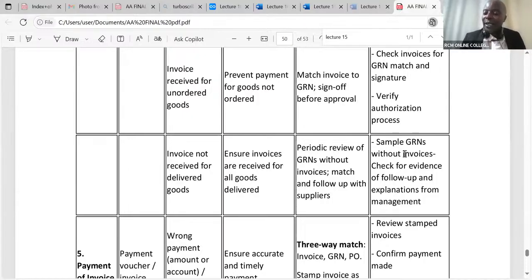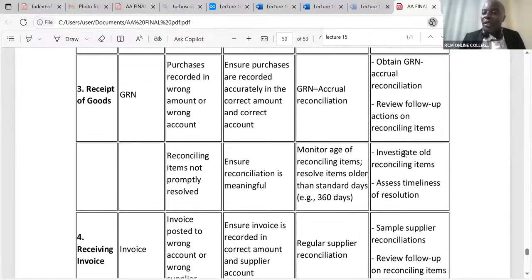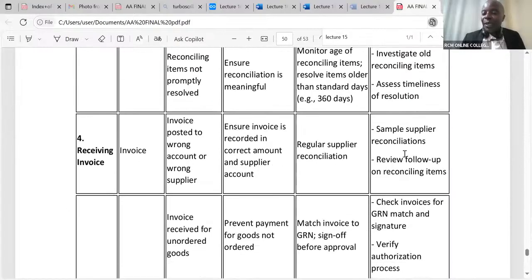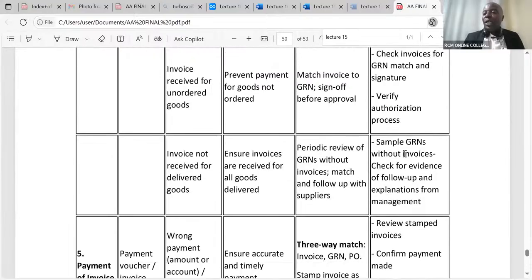Now here we are looking at this as auditors. The audit test procedures. In this case, sample GRNs without invoices, check for evidence of follow-up and explanations from management because of the inquiry. Remember when we talk of inquiries, I'll help you know how to expand this. You're not just talking to management internally in terms of inquiries. As an auditor, just ask for permission and do a supplier circularization.